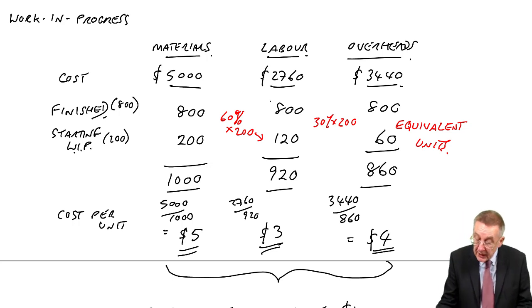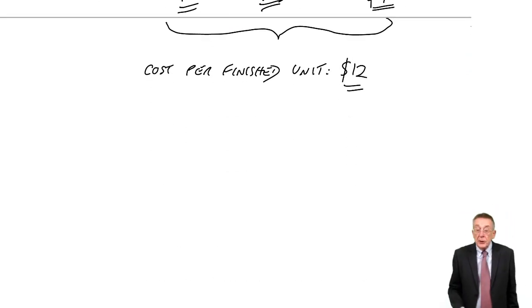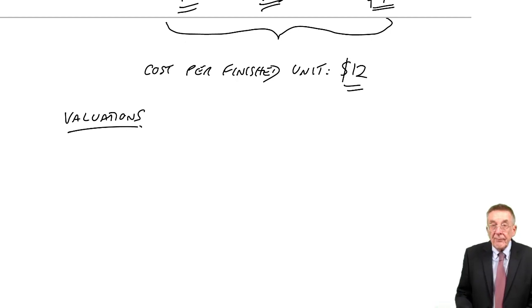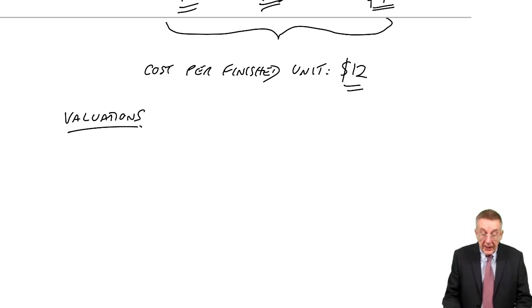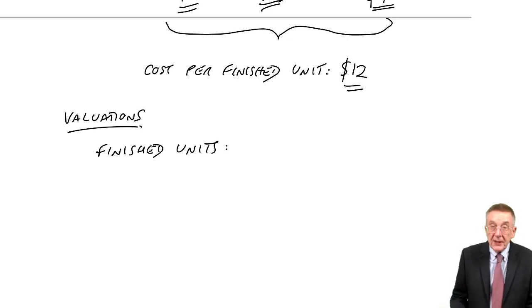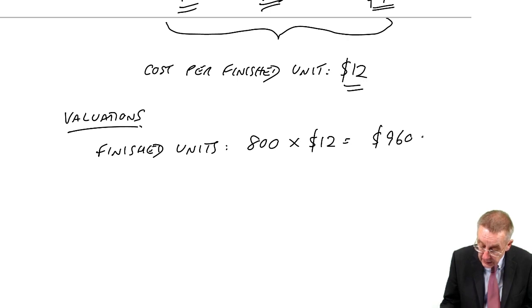We know the cost per unit, but now let's value what happens. The valuations. Well, first of all, the finished units, that's easy. The finished units, the output, there are 800. They'll be valued at the full cost of $12, 9,600.